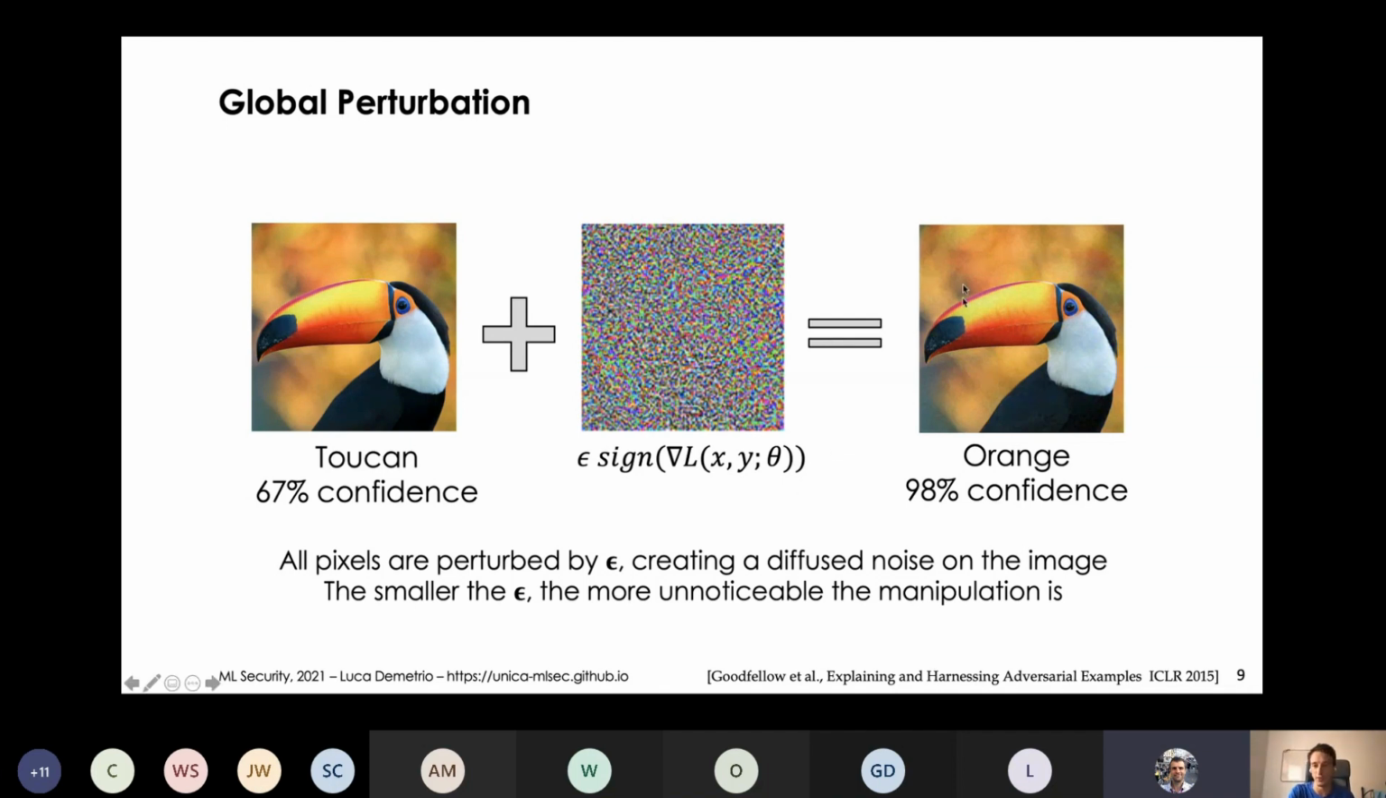In this case, you can see already there are some patterns that are visible on the token that is misclassified as an orange and not as an animal anymore. Of course, the smaller epsilon is, the more unnoticeable the manipulation is from a human perspective.